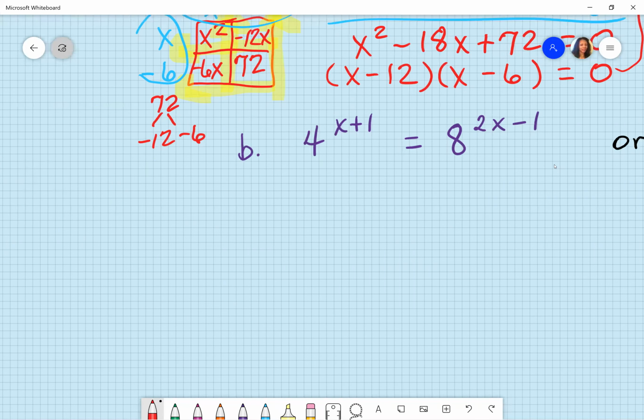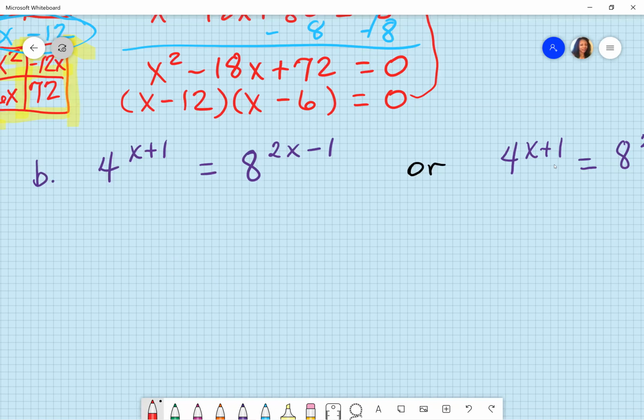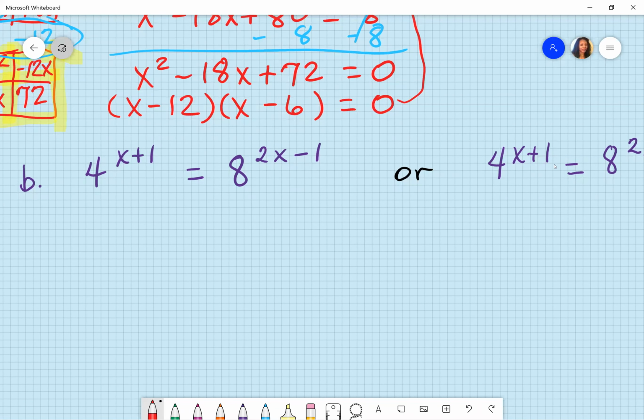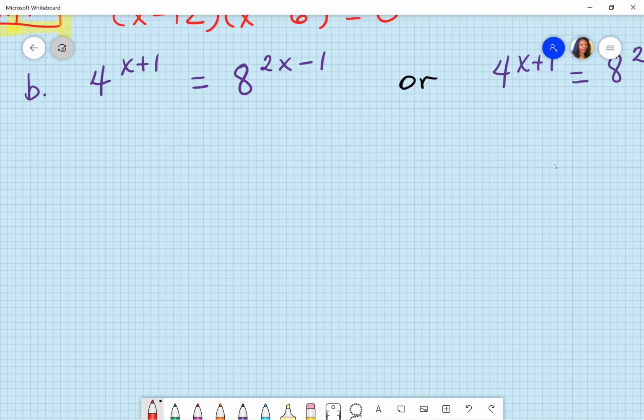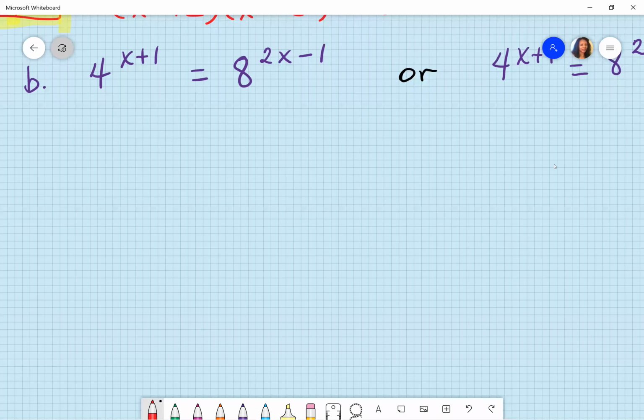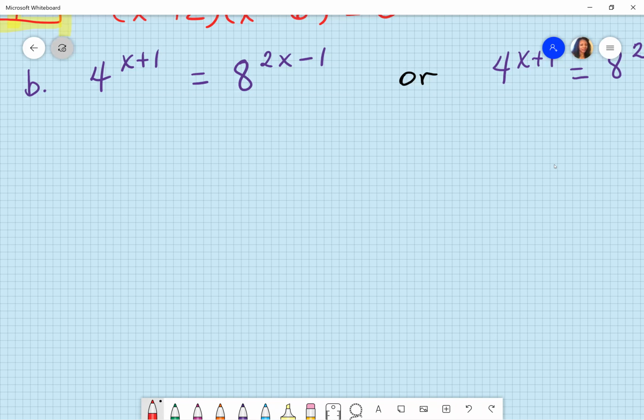Okay, bear with me, you guys. So solving when it's in the form of an exponent. Now, I'm going to show you two ways. The first way is just rewriting it. So 4 and 8 can both be rewritten: 4 can be 2 to the second power, but I already have an exponent, x plus 1, so I have to keep track of that. And then 8 can be rewritten as 2 to the third power, and the exponent that's already there is 2x minus 1.